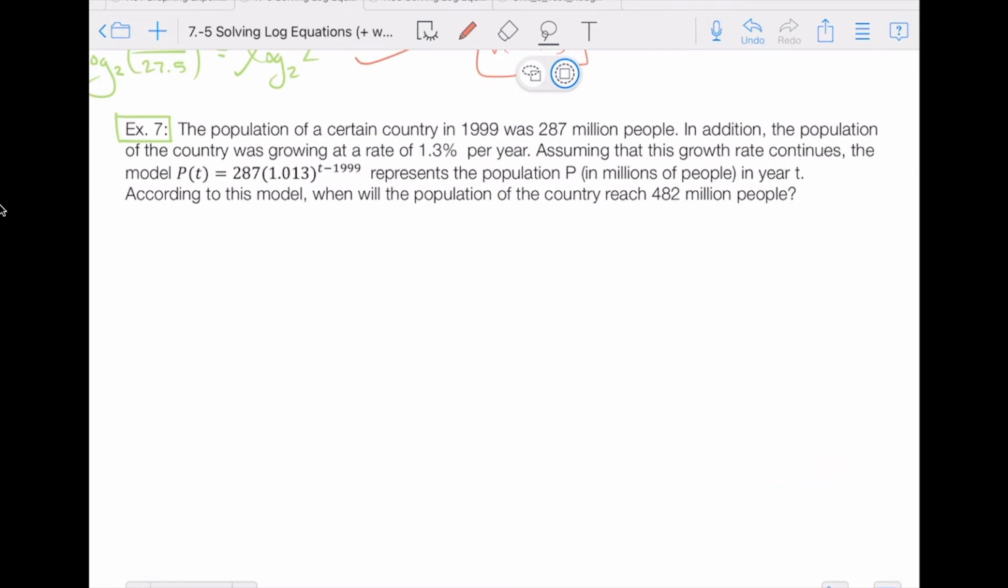Now, our job is to figure out what the time equals, and you've got to use logarithms if we have a variable in an exponent. So let's go ahead and do what we did before. We know that the population needs to be 482 million, so let's put that in place of P of t. So we're going to have 482 instead of P of t equals 287 times 1.013 to the t minus 1999.